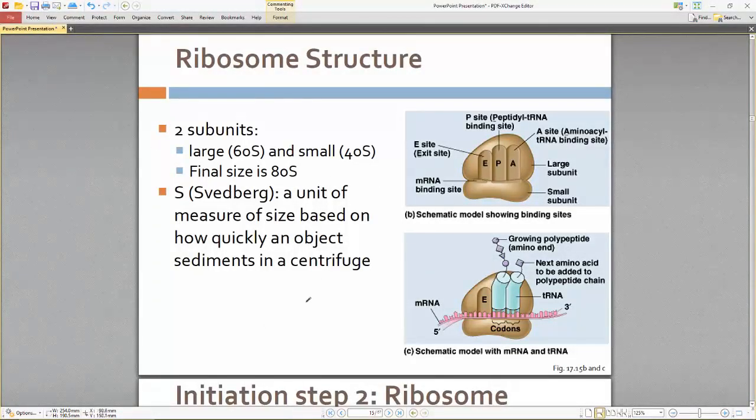Another quick fact. Large is however many units. Small.